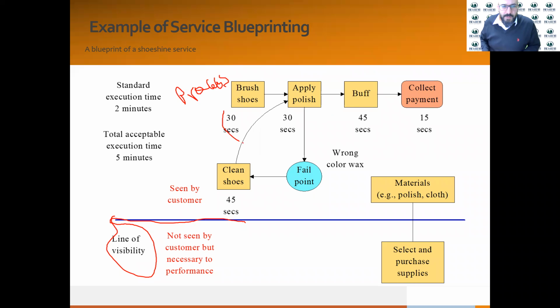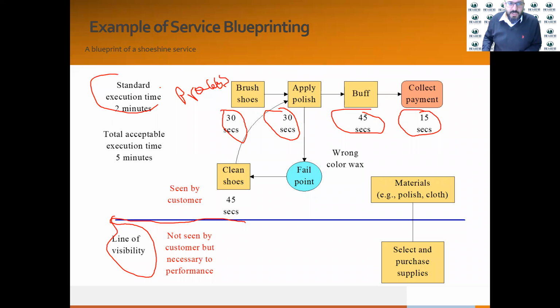And you do some time studies. That could take 30 seconds to brush the shoes, 30 seconds to apply the polish, 45 seconds for buffing the shoes, and collecting the payment will take 15 seconds. So ideally the execution time would be 2 minutes based on this blueprint.